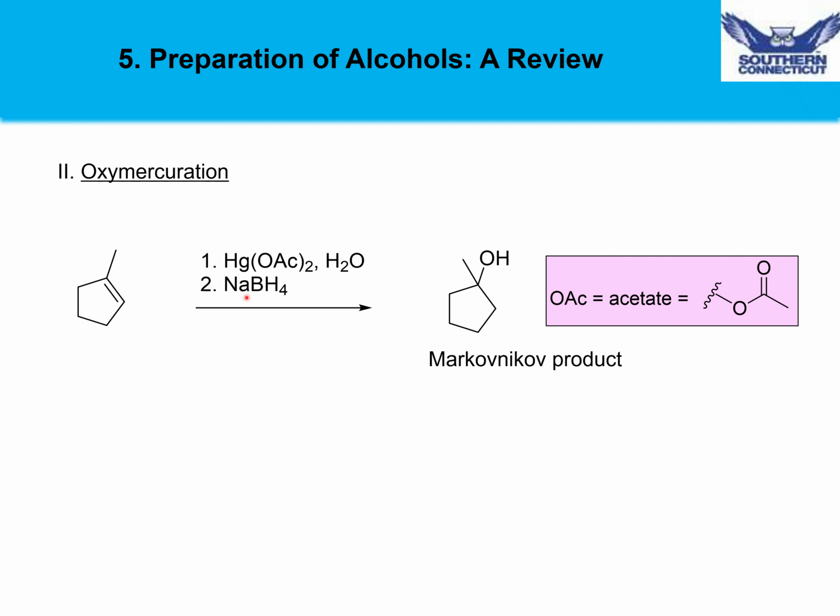Oxymercuration, as the name implies, uses a mercury reagent. One of the most common ones is mercury diacetate. We're going to add that to water, and typically this can be done at room temperature. If we add that to an alkene and then follow that up by sodium borohydride, which would convert a mercury intermediate into a hydrogen, we would end up with a Markovnikov alcohol. So similar product to what we saw with the acid-catalyzed reaction, where the alcohol ends up on the more substituted carbon if we start with an unsymmetrical alkene.